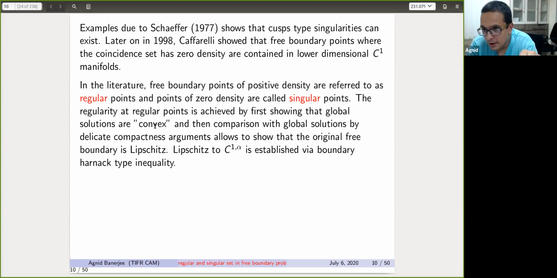That would mean that you can touch the free boundary point both from above and below by a cone of a fixed angle. And that just tells you that the free boundary is Lipschitz, right? And then once you have achieved this Lipschitz character of the free boundary, one way to go from Lipschitz to C1 alpha is by some boundary Harnack type inequalities applied to first order derivatives.